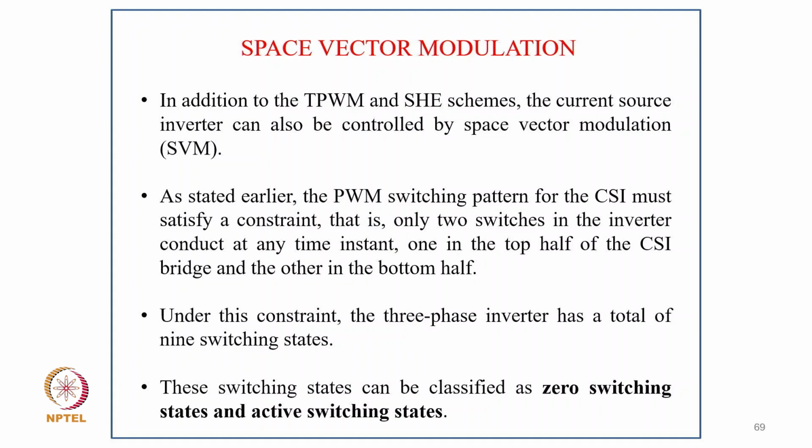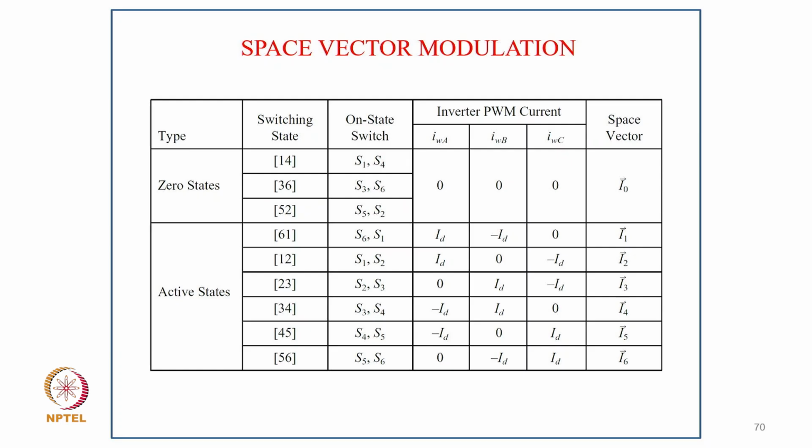Under this constraint, the three-phase inverter has a total of 9 switching states, and these switching states can be classified as zero switching states and active switching states. Now this is the space vector modulation. Here we have zero states. In a voltage source inverter we have only two zero states, upper 3 devices on or lower 3, but here we have 3 zero states, where any one of the 3 legs can be short circuited. I mean, with switches 1 and 4 of the same leg on, or 3 and 6, or 5 and 2. So all 3 legs are shorted and the current output is 0. In the space vector we call it the zero vector.